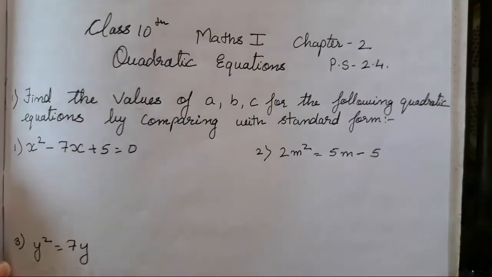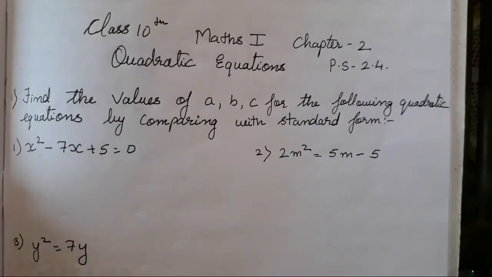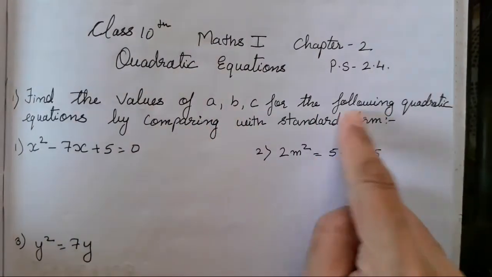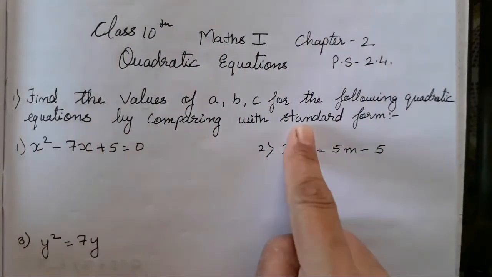Hello everyone. Today we are going to do class 10 maths part 1, chapter number 2, quadratic equation, practice set number 2.4. We are going to complete it, children. This is a very easy exercise. Find the values of a, b and c for the following quadratic equations by comparing with the standard form.